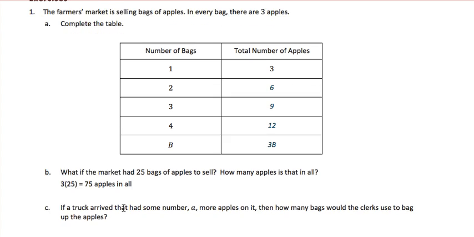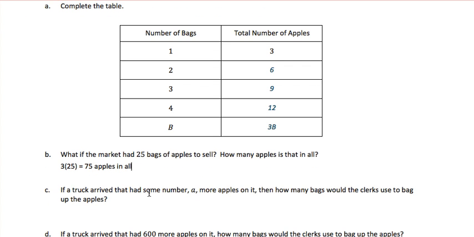If a truck arrived that had some number A more apples on it, then how many bags would the clerks use to bag up the apples? In other words, if we know the number of apples, how many bags would it be? Well, we would need to take A, the number of apples, and divide it by 3, because there are 3 apples in every bag.